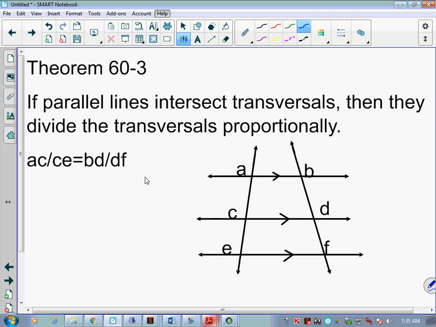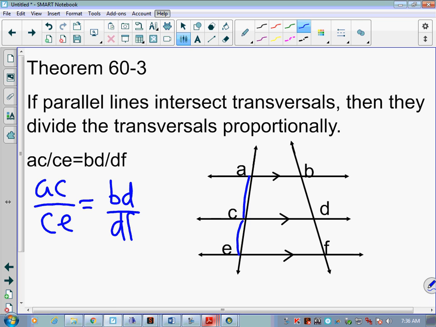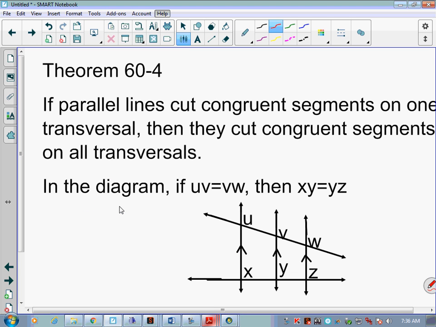All right, Theorem 60-3, this is where I'm telling you it's not just triangles. If we have parallel lines that intersect transversals, then they divide the transversals proportionally. Again, let's see this as an actual proportion. So if we have AC over CE, this length here, over CE, it's going to be proportional to BD over DF, this length over that length. And they're not giving you any numbers here, but we'll see some numbers as we work out some problems in just a second.